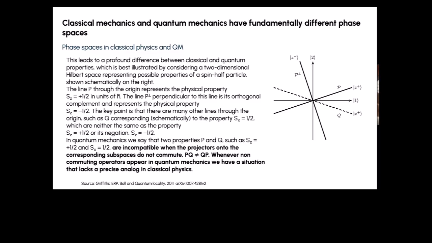This is very important. What we say in quantum mechanics is we have two properties, for example P and Q. They are incompatible when the projectors onto the corresponding subspaces do not commute. So when P times Q is not Q times P. And when we don't have commuting operators, then we have a situation that lacks a precise analog in classical physics. For example, entanglement. We will understand entanglement a bit later. But quantum entanglement doesn't allow such a subspace commutation. And if there's no such commutation, then we can't have an analog in classical physics.